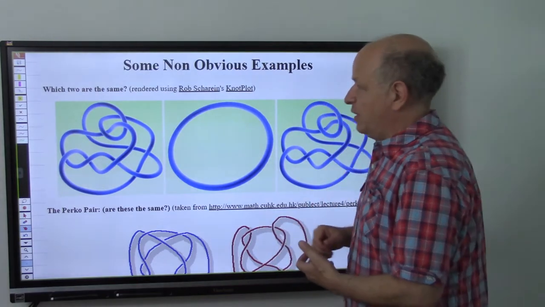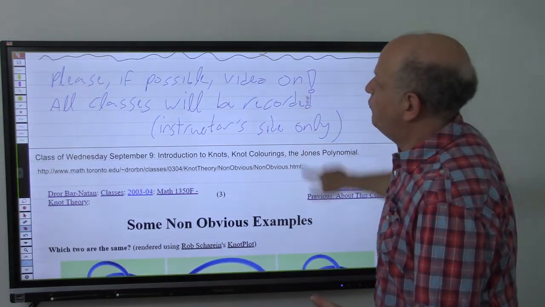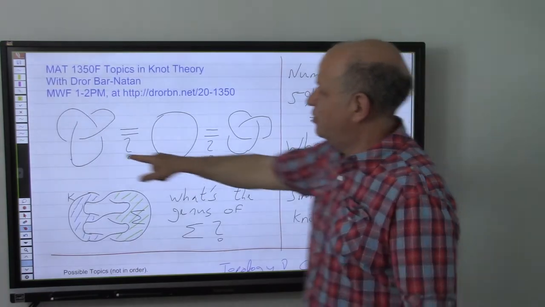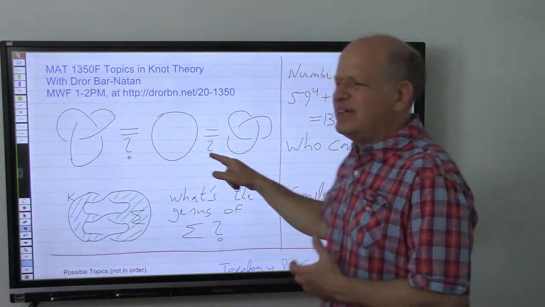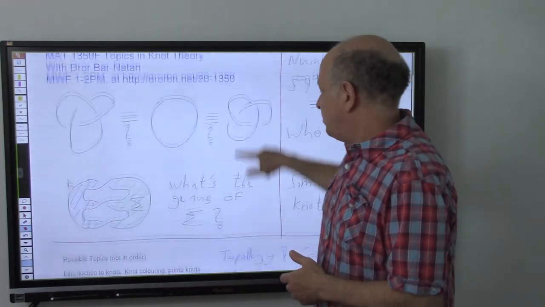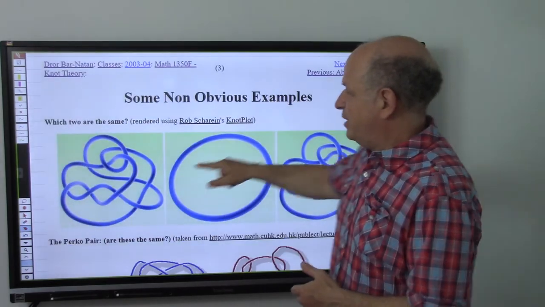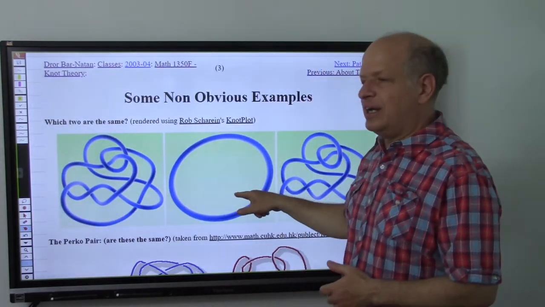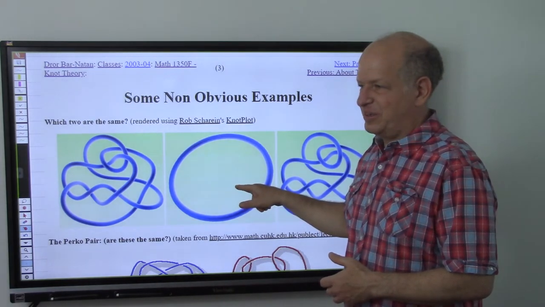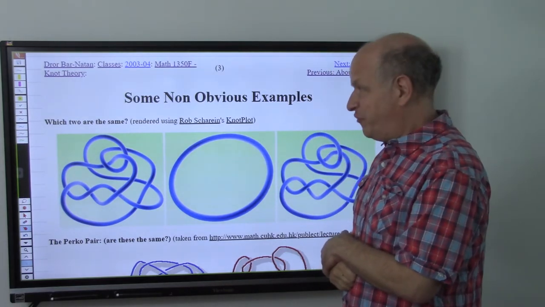Okay, good. When you're looking at the trefoil knot like here, you kind of expect it to be different from the unknot. But some examples are not that obvious. So, is this knot equivalent to the unknot or not? Well, it actually is, but it's very hard to see.